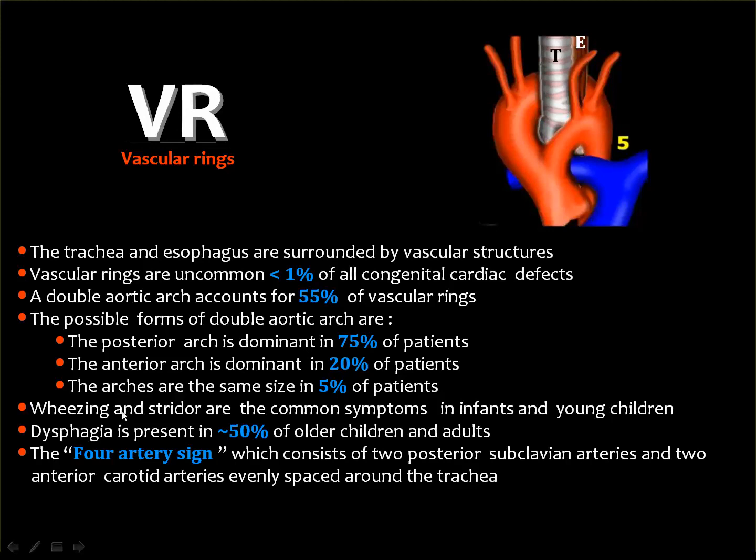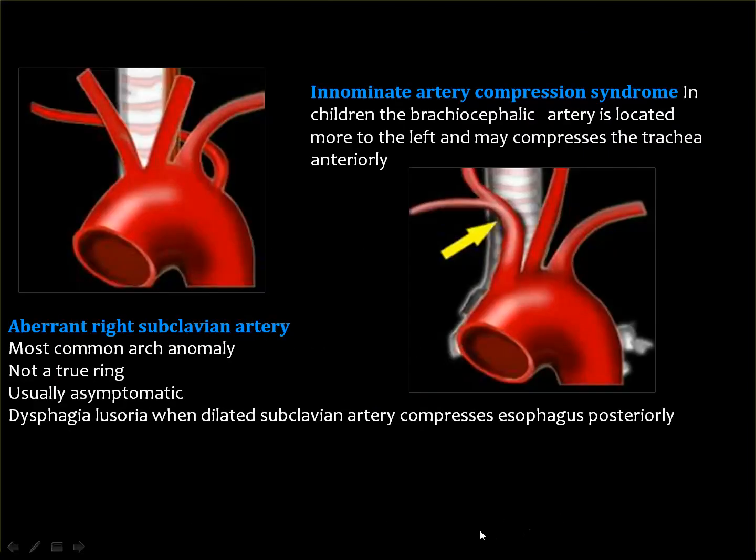Due to compression of the trachea, there may be wheezes and stridor as common symptoms in children. Dysphagia may also be present in children and adults due to compression of the esophagus. The four artery sign means that there are two posterior subclavian and two anterior carotid arteries eventually arising from both arches of the aorta. Then we have about six appearances for these vascular rings, and this is the first one, which is innominate artery compression syndrome.